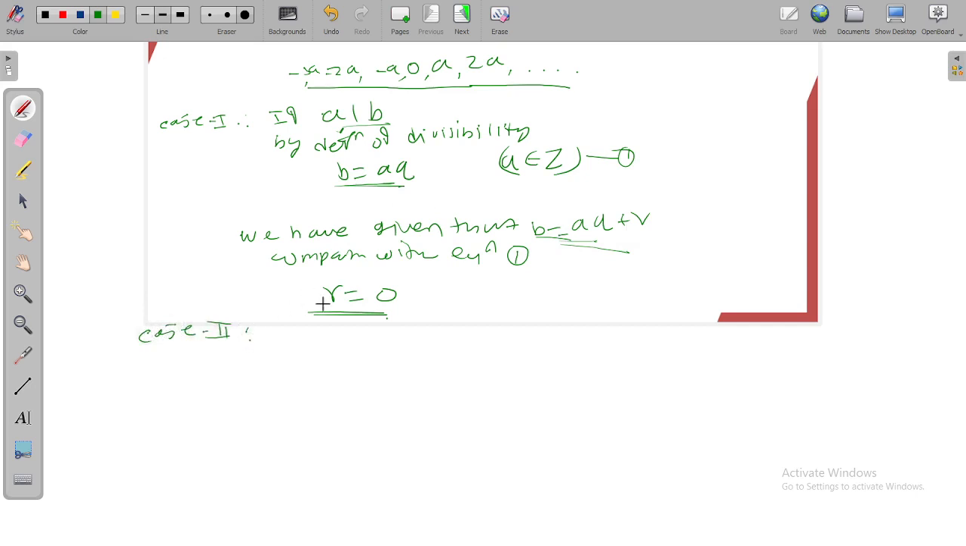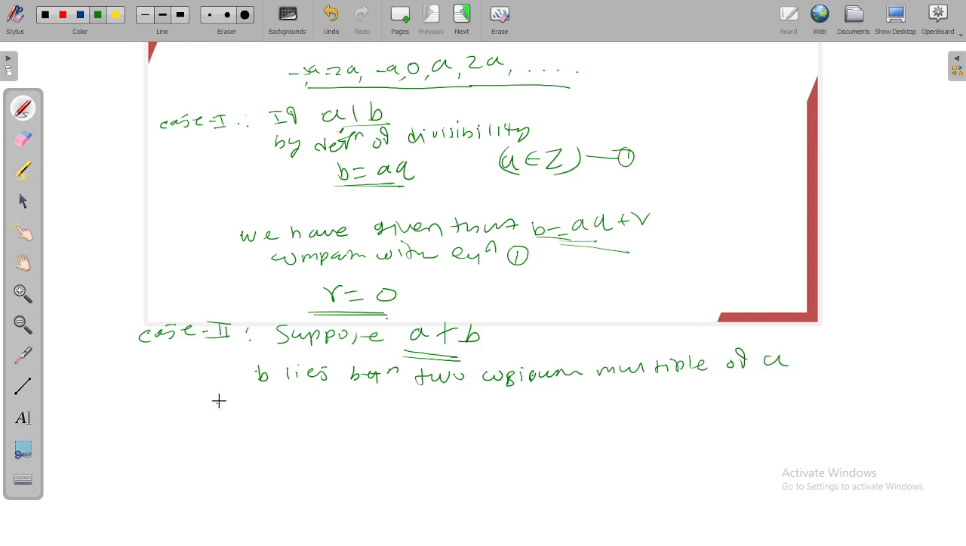Consider case second. Suppose a does not divide b. Then this means that b lies between two consecutive multiples of a. Suppose b lies between aq and aq plus 1.